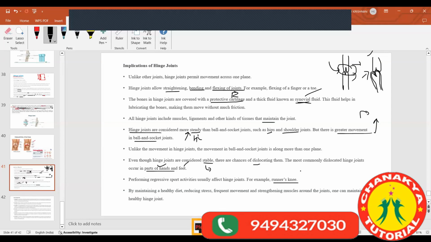By maintaining a healthy diet, reducing stress, frequent movement, and strengthening the muscles around the joint, one can maintain a healthy hinge joint. So these are the very important points about hinge joints. When it comes to the exam, you just have to remember all these things.